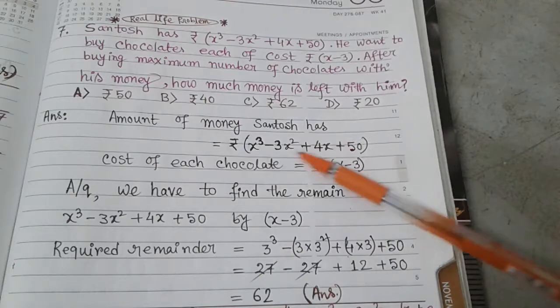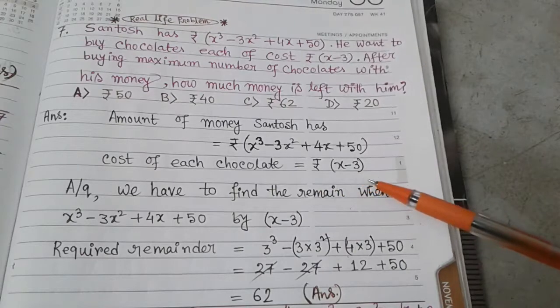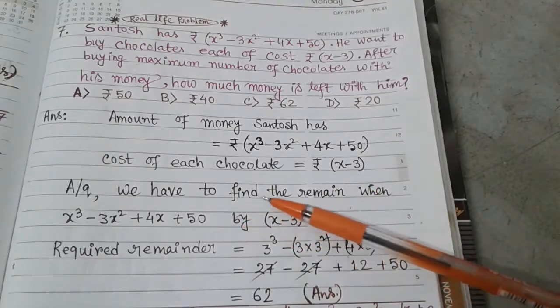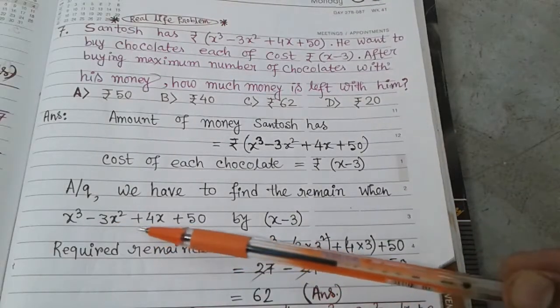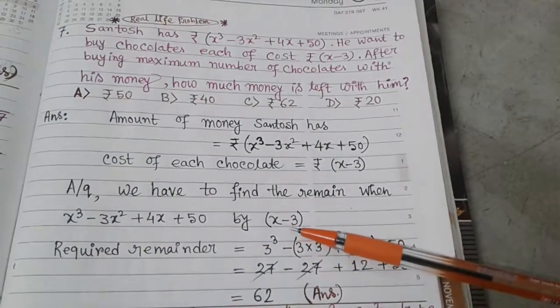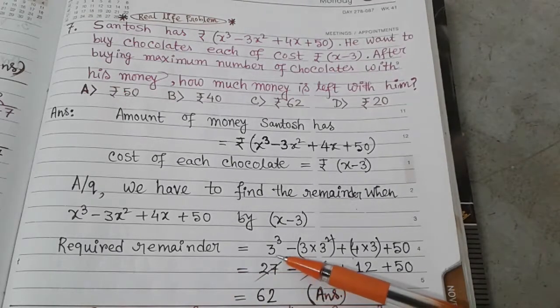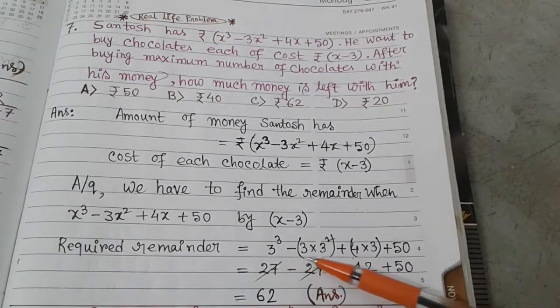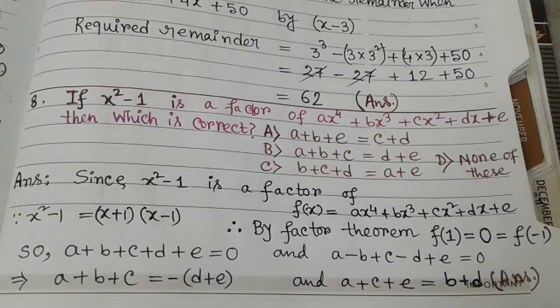The amount of money Santosh has was this, and cost of each chocolate is equal to rupees x minus 3. According to the question, we have to find the remainder when x cube minus 3x square plus 4x plus 50 is divided by x minus 3. So the required remainder is equal to, we put x equal to 3 in place of x, so 3 cube minus 3 into 3 square plus 4 into 3 plus 50, this is cancelling, and 12 plus 50 is equal to 62. This is the required answer. So let us move to the next problem.